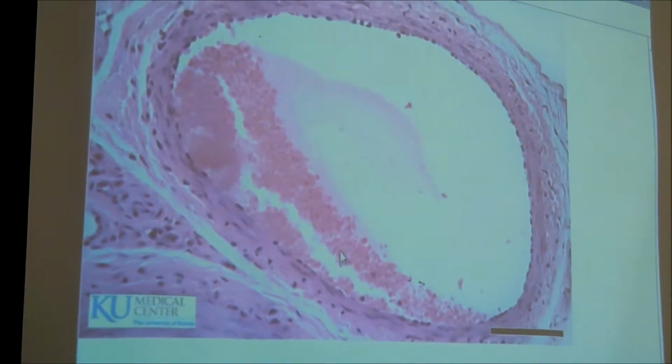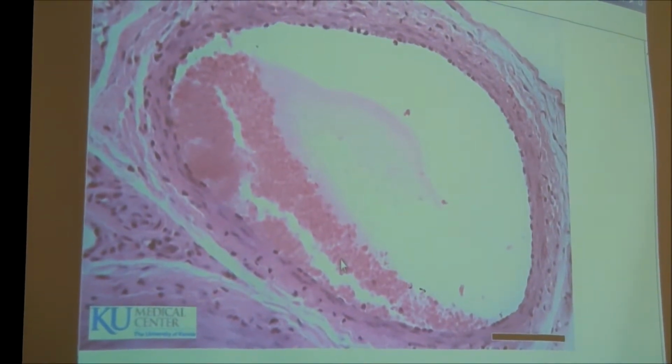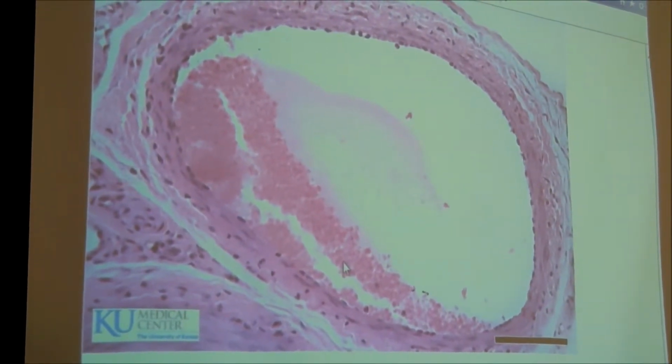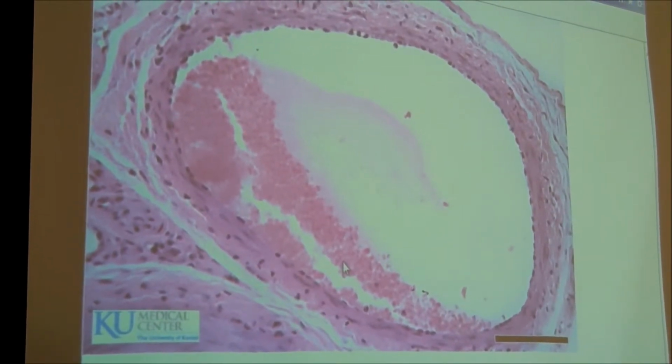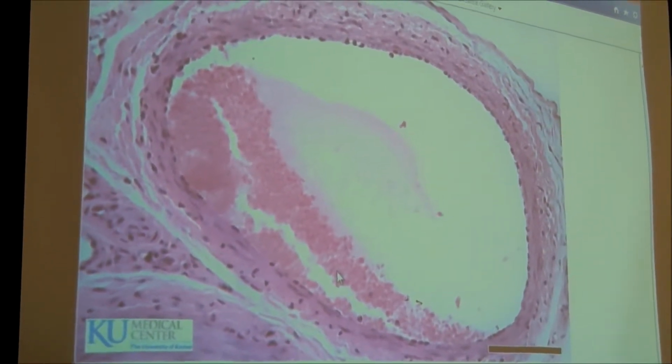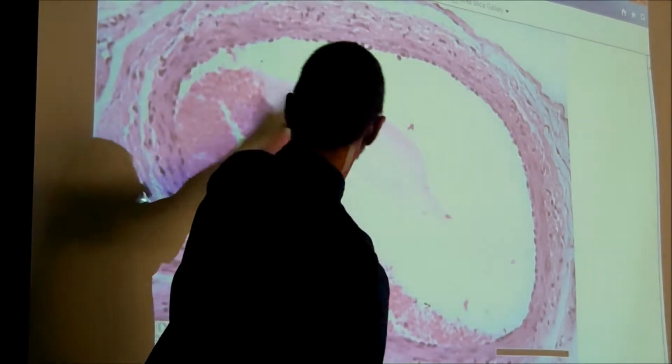Name it. Claim it. Vein. How'd you know? Thinner wall, not as round, though it can be. It's more of an oblong kind of shape. What's the stuff that's kind of hanging out? This would be the blood cells here. So these are blood cells.